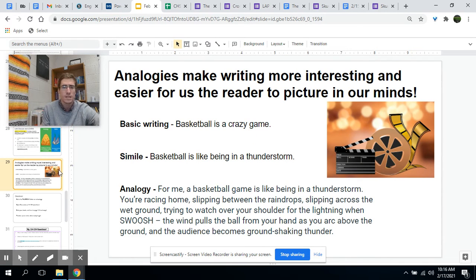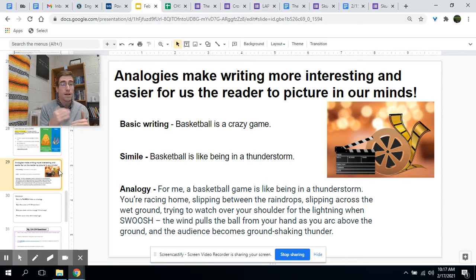So we want to give you one more example of an analogy and how to picture it. Ms. Nestor came up with this example, so we wanted to share it with you. Analogies make writing more interesting and easy for the reader to picture in our minds. So when we read something, we always want to have a little movie going on in our heads about what the reading is trying to tell us. We want to picture it in our head. So some basic writing examples. Basketball is a crazy game. That's just basic, plain writing.